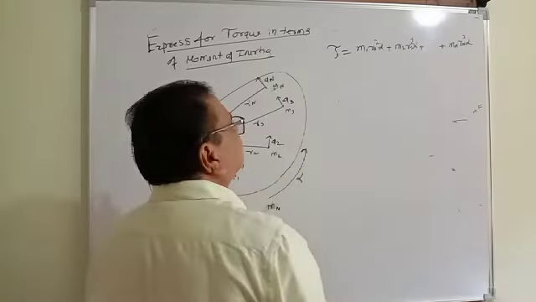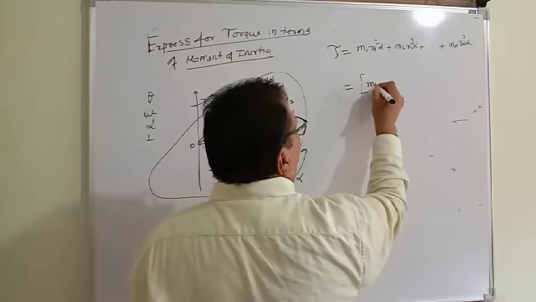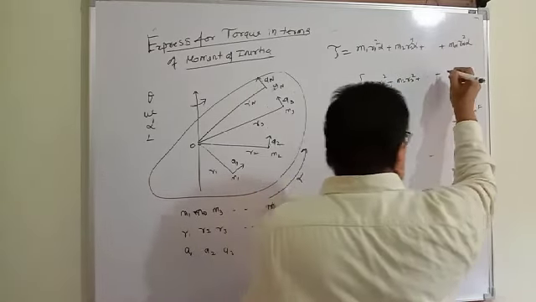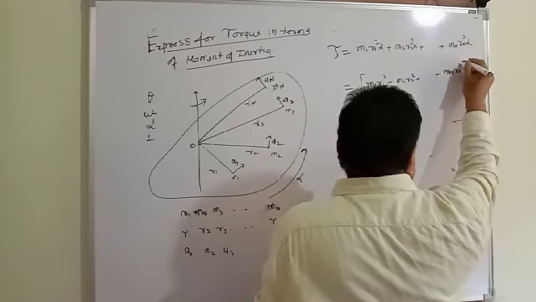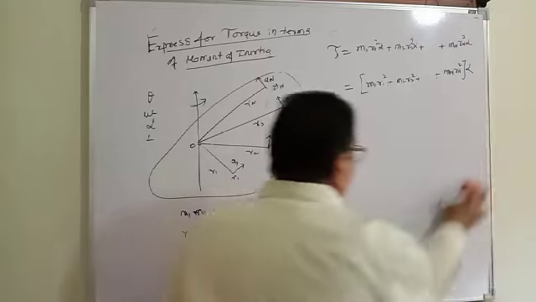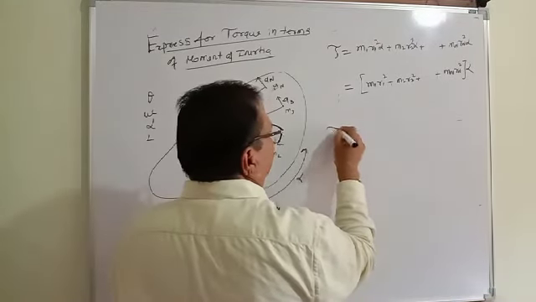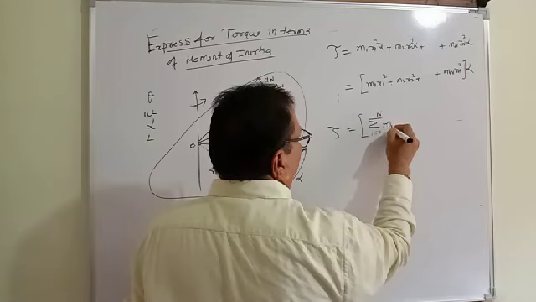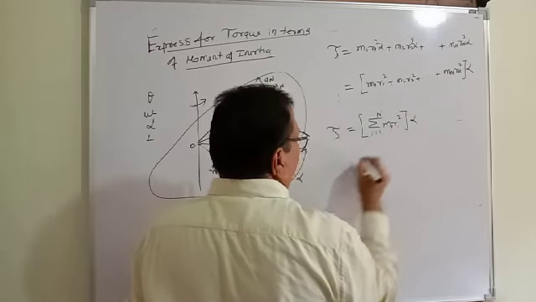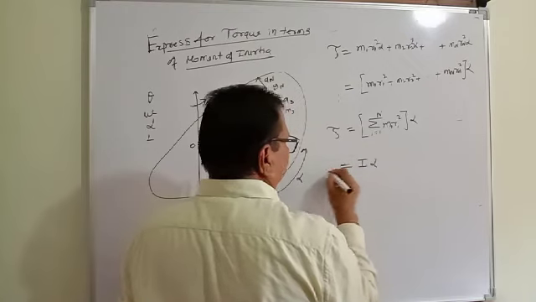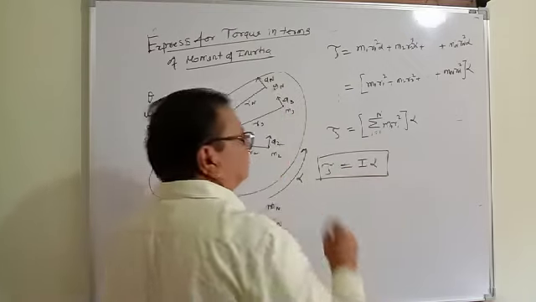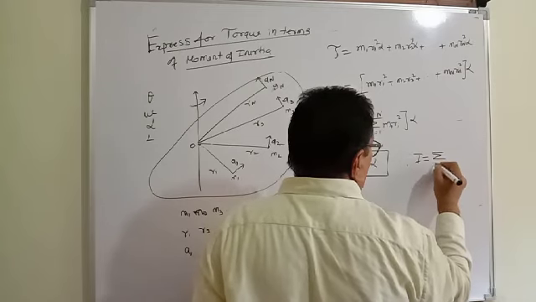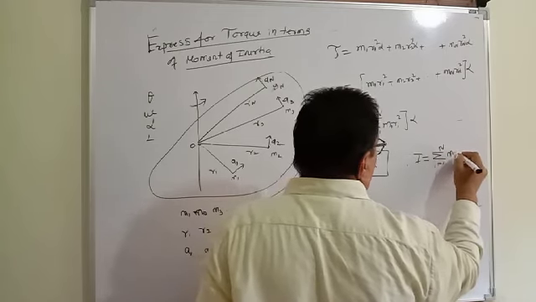Similarly, we get the summation of m1 r1 square, m2 r2 square, ..., mn rn square, taking alpha common. Or we can write tau is equal to, in bracket, summation i goes from 1 to n, mi ri square, alpha, which is equal to I alpha, because I is equal to moment of inertia, summation i goes from 1 to n, mi ri square.